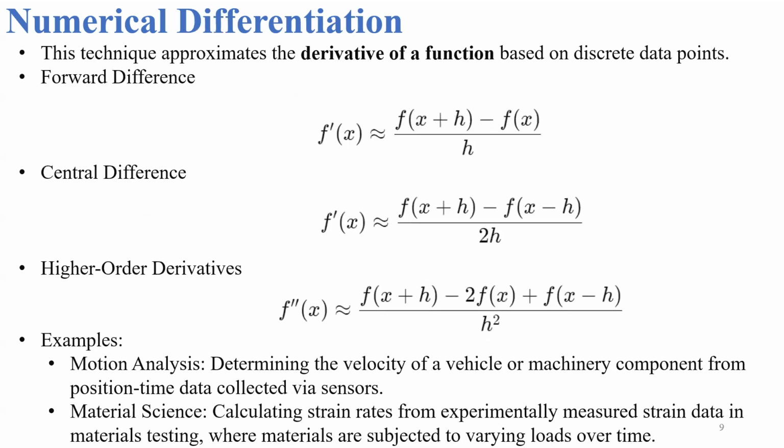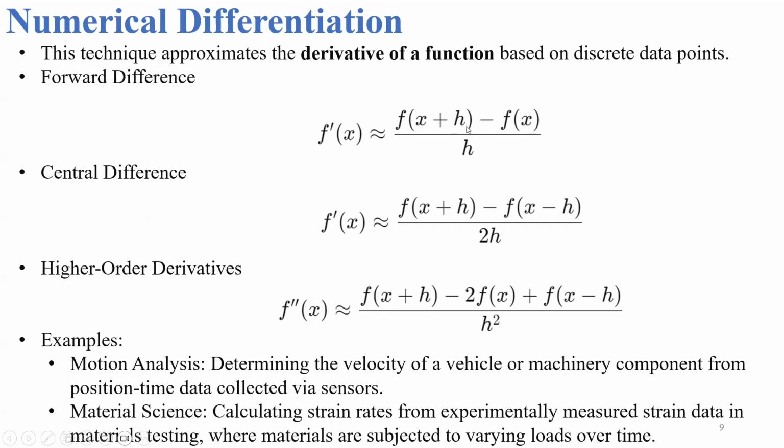Now, numerical differentiation can be considered as the opposite of numerical integration. In this one, we want the derivative of a function based on discrete data points. It can be based on forward difference, central difference, or higher order, where we need higher order derivatives. So what is the forward difference? Suppose you have point x. You can take the value of the function at x and at x plus h, where h is the interval, and then calculate the first order derivative using f of x plus h minus f of x, divided by h.